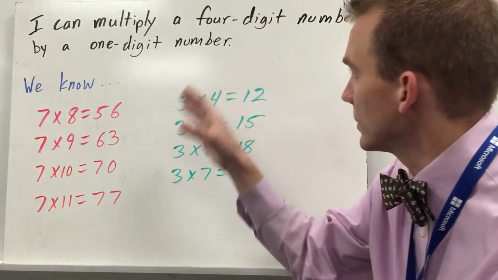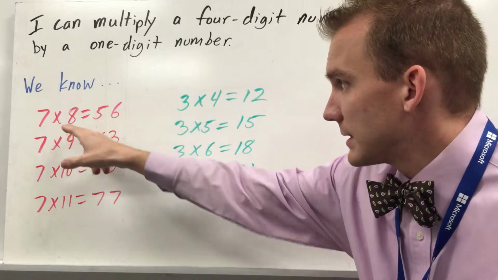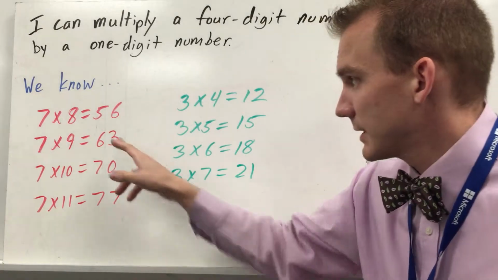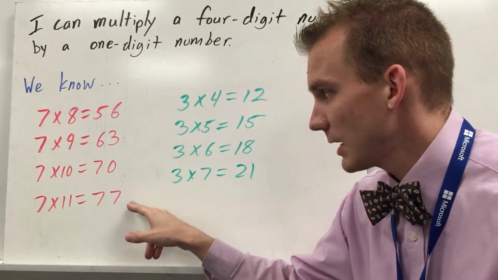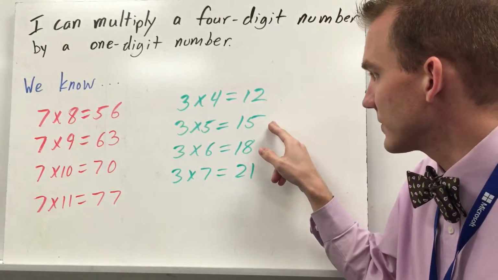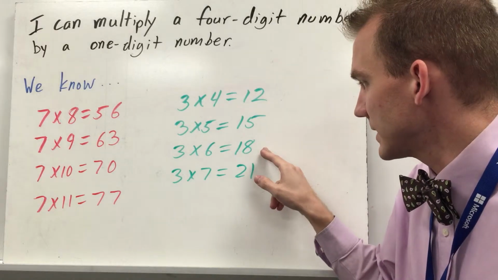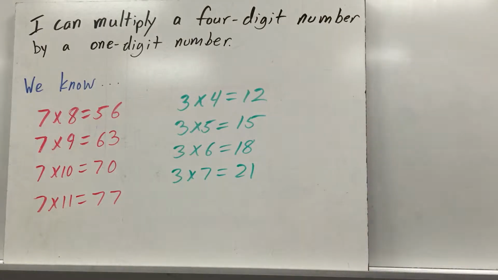I can multiply a 4-digit number by a 1-digit number. We know that 7 times 8 equals 56, 7 times 9 is 63, 7 times 10 is 70, 7 times 11 is 77, 3 times 4 is 12, 3 times 5 is 15, 3 times 6 is 18, and 3 times 7 is 21. We know our multiplication facts.